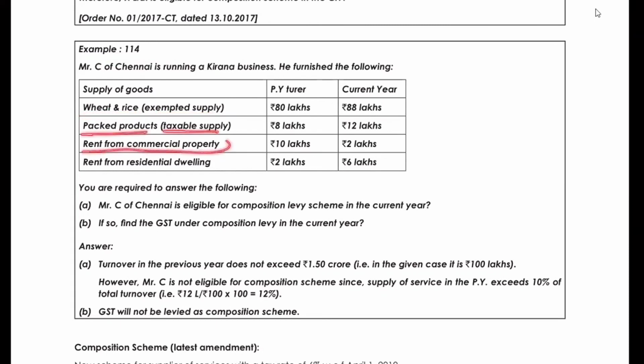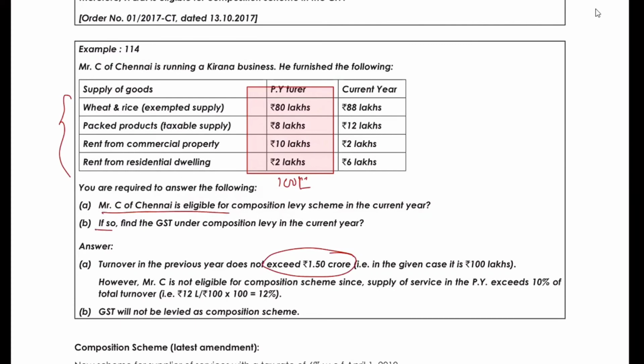So for determining eligibility in the current year, we need to see the turnover of the previous year. Aggregate turnover, and this aggregate is everything which has to be added. So 80 plus 8, 88, 90, so it is 100 lakh. He is eligible, 1 crore is not exceeding. He's not exceeding 1.5 crores. He is eligible.